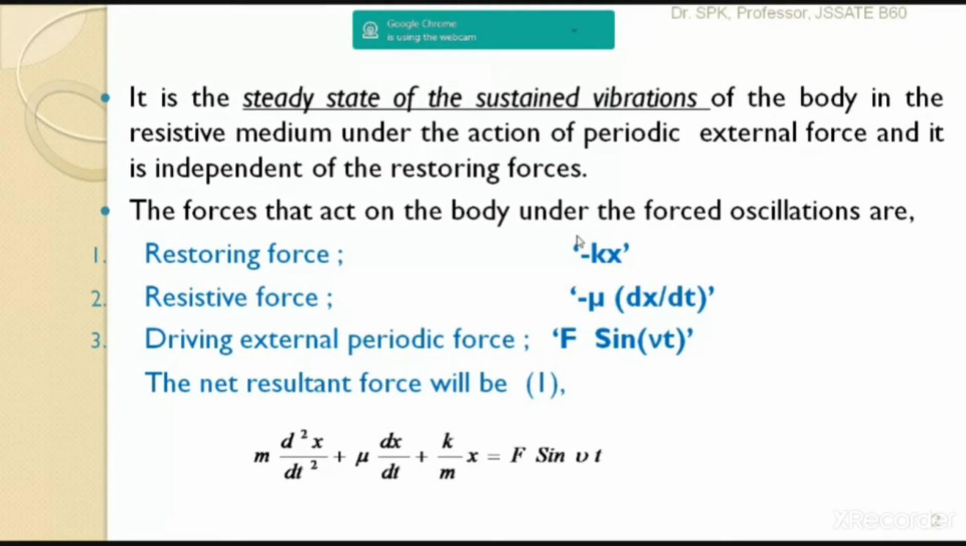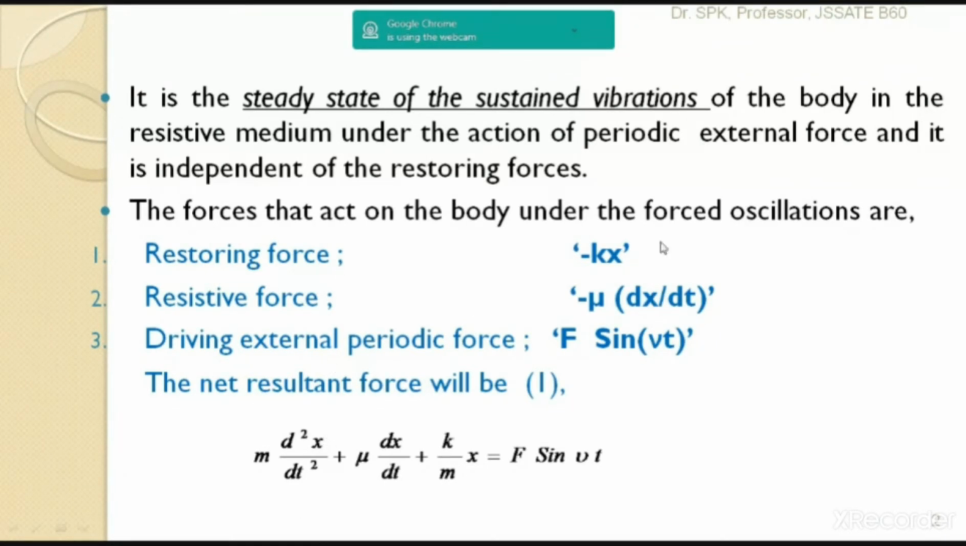As we know, there are four forces acting on the body. If you recollect the diagram already shown, there are four forces that are acting on the body. What are those four forces? One is the force due to acceleration, that is F equals ma, that is m d²x/dt².